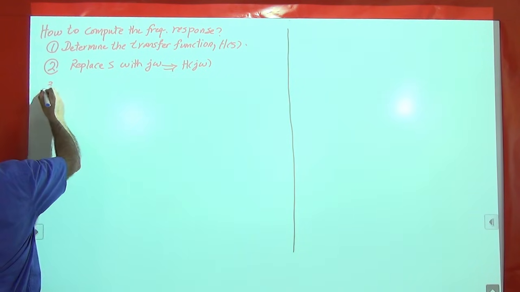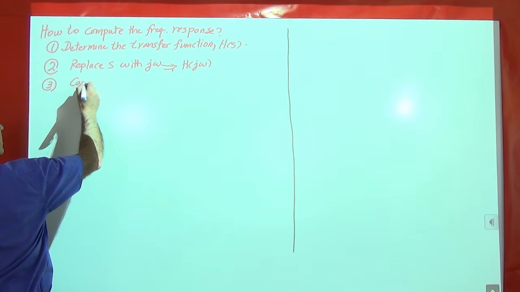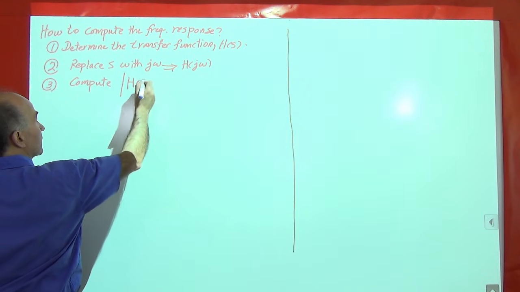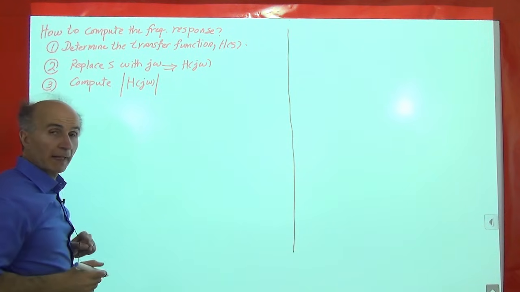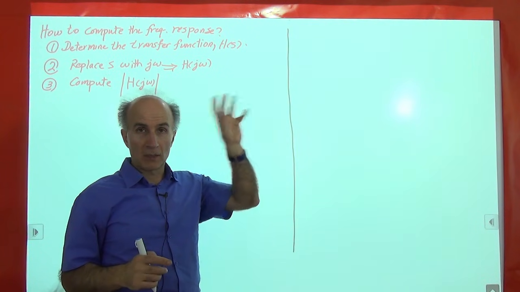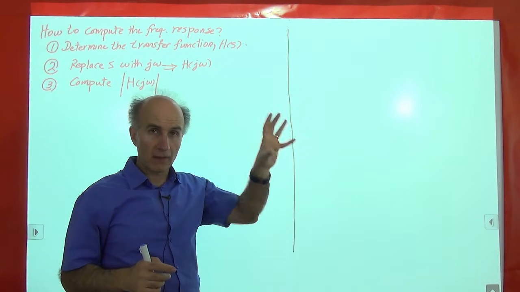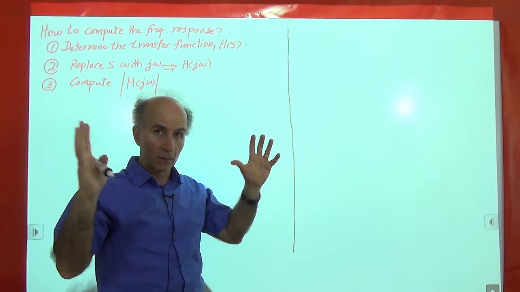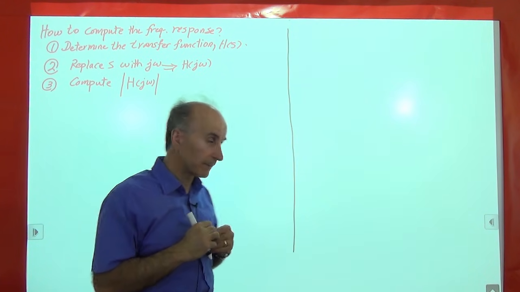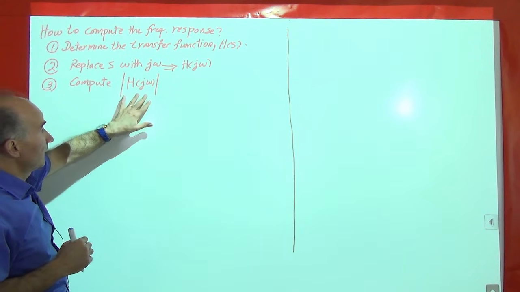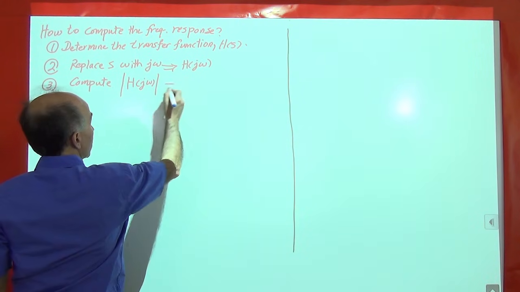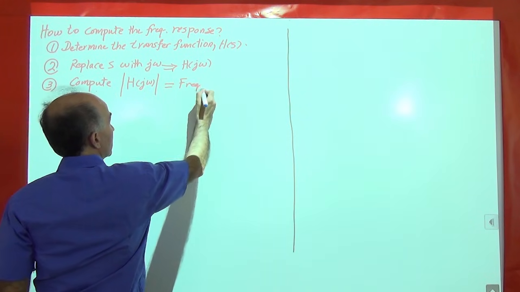Okay, so in the third step, we compute the magnitude of H of j omega. So the magnitude means, for example, for the numerator, if we have a real part and imaginary part, we square the real part, we square the imaginary part, we add them together, we take the square root. And similarly for the denominator. So when we calculate this, this is the frequency response of the circuit. Okay, so that is the frequency response.